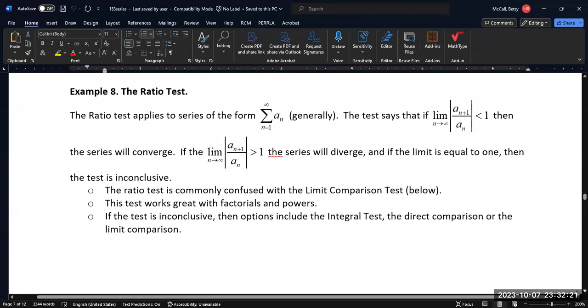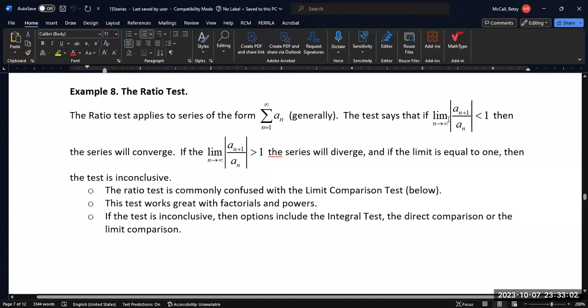Now, the ratio test doesn't require powers to the n, but this is the test that you want to use if you've got factorials. Sometimes when you have nth powers, the algebra can be a little messy, but nonetheless, the ratio test and the root test usually work in more or less the same way, and they will give you the same results if you can work around things like the factorials and so forth.